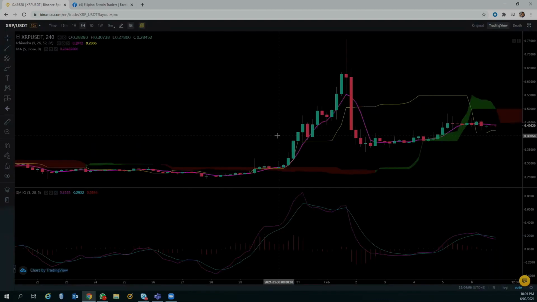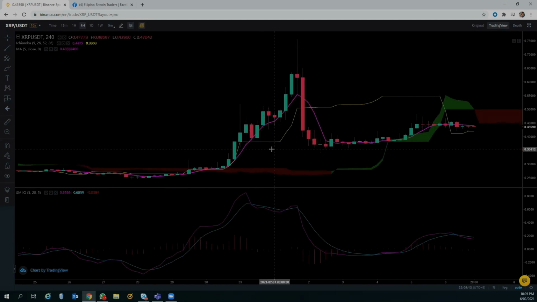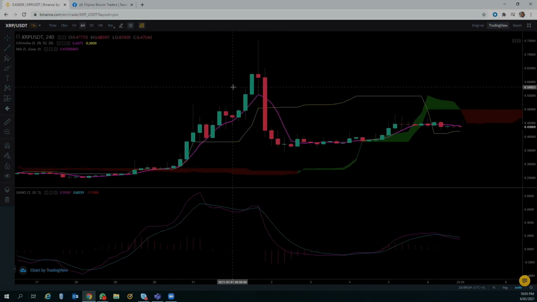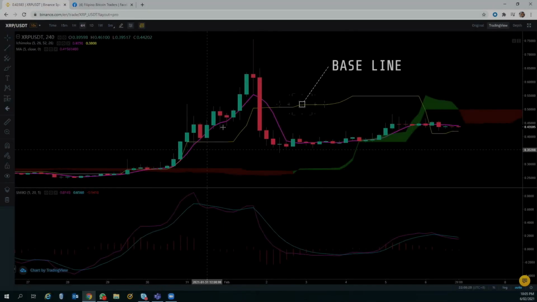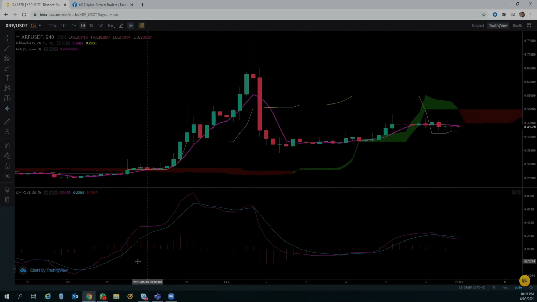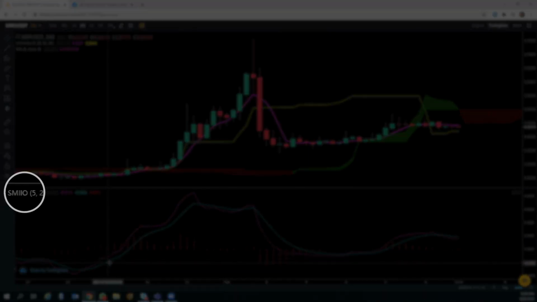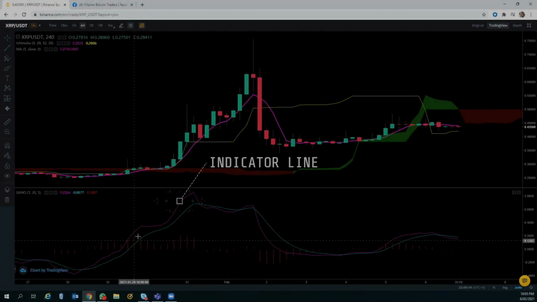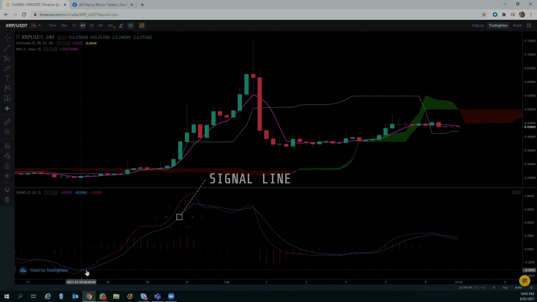So it's very simple. I think for everybody na nandito, alam niyo na siguro paano i-set up yung charting, so I will not cover that much unless kung may magtatanong. Okay, so as you can see here, it's a 4 hours trade time. So this yellow line here is our baseline, and this pink line here is our conversion line. So sa bottom naman, ito yung SMIO natin. Yung pink line is our indicator line, and the blue line is our signal line.